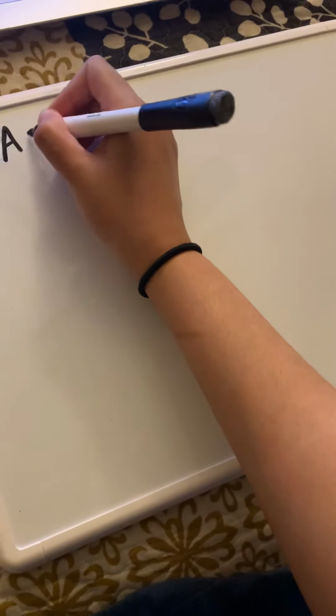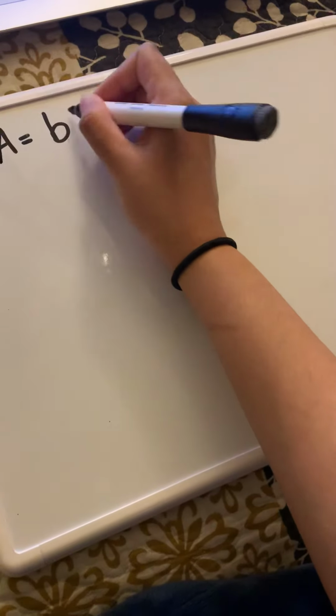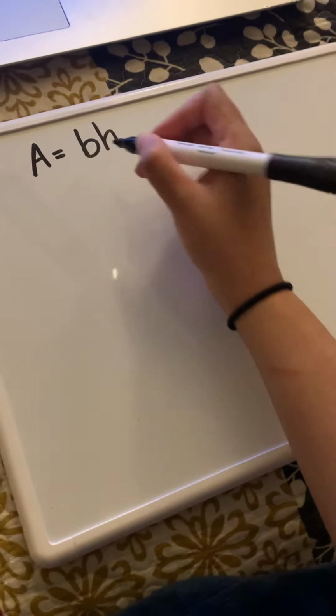In this lesson, we're going to talk about how to find the area of triangles. Now, just like in parallelograms, in the previous slide, you saw the formula, which is area equals base times height divided by 2.